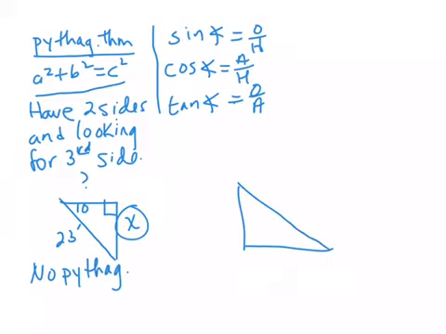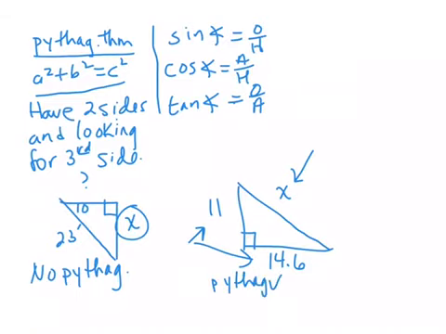All right, let's look at a different triangle. Let's say we're looking for this side. We know that this is 11 and this is 14.6. So what are we looking for? We're looking for one side. We have two sides already. So yes, we can use the Pythagorean theorem. That's definitely the way to go. You actually can't use trig on this one because we don't have any angle measures except the 90 degrees.